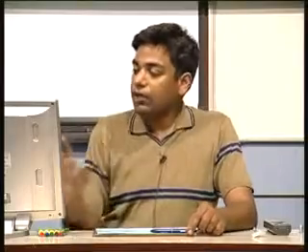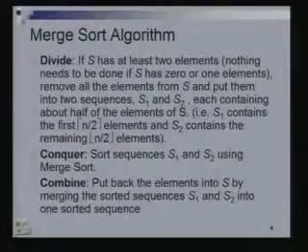How much time do we spend in the division step here? Constant time, right, because if it is an array, we just say okay, this is S1, this is S2, we are not copying anything from anywhere to anywhere. That is one difference, right. We will come back to the conquer thing. Let us look at combine.